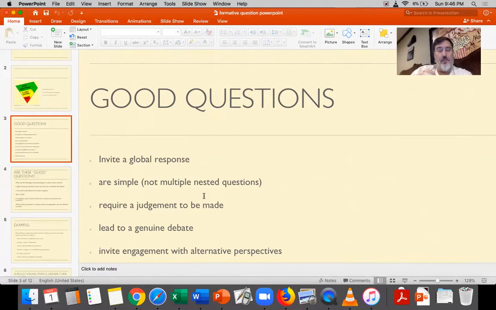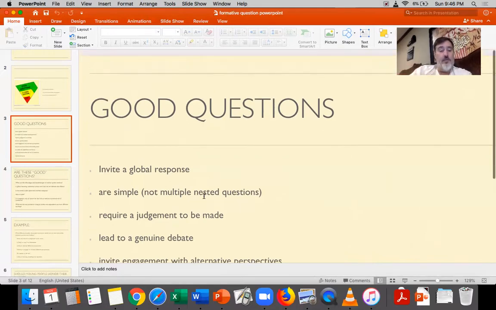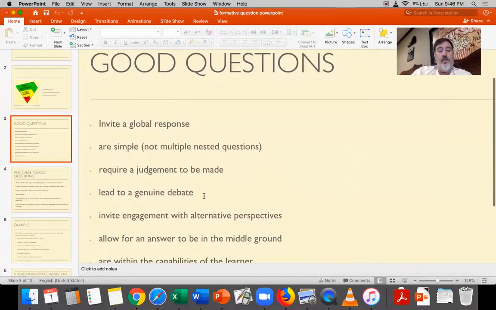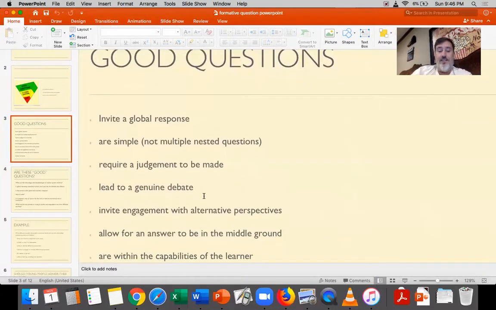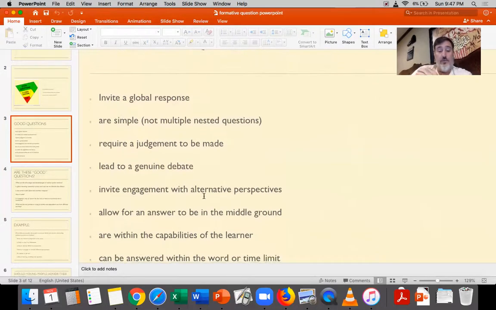There actually has to be a middle ground. Sometimes students will come up with what they feel to be a great question, but the question pushes to one side. There's no real true middle ground to be held. There has to be an academic middle ground. It has to lead to a genuine debate and invite engagement with alternative perspectives. There has to be legitimate, different alternative perspectives that are possible. It must allow for an answer to be in the middle ground.